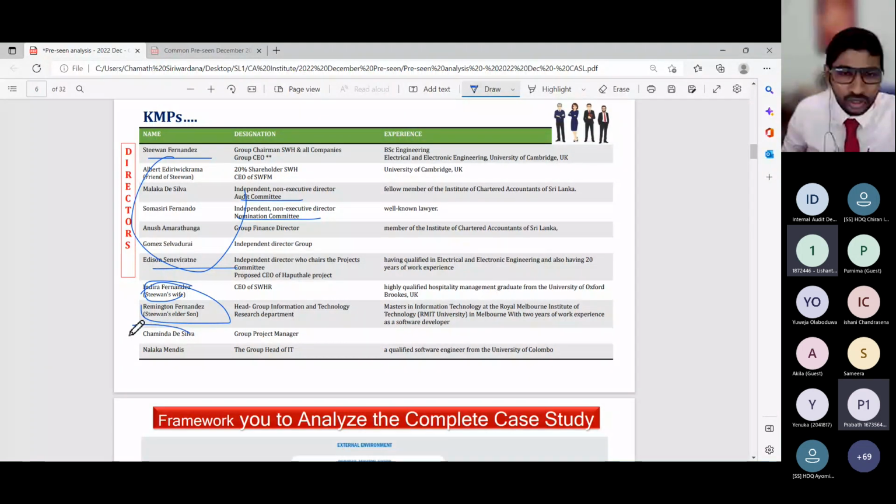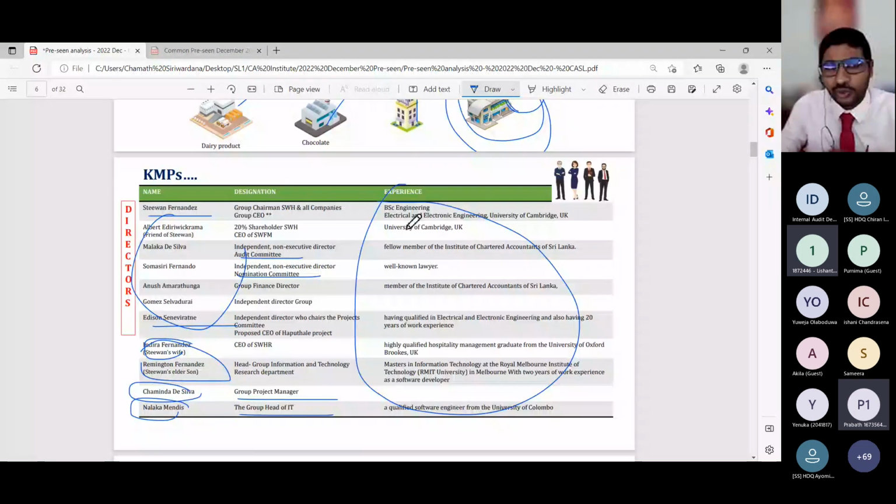I have mentioned their experience as well. It is not that important, but again it is a summary that they have given in the pre-scene. So there is no need to look at these things in detail, because no one is going to look at the qualifications of Stephen or something like that. But you have to keep in mind that a list of KMPs is given in this pre-scene, because they might ask a question from LKAS 24 related party transactions. In that case, these KMPs might be important, right? Okay. Anyway, these slides have been completed by Suranga.